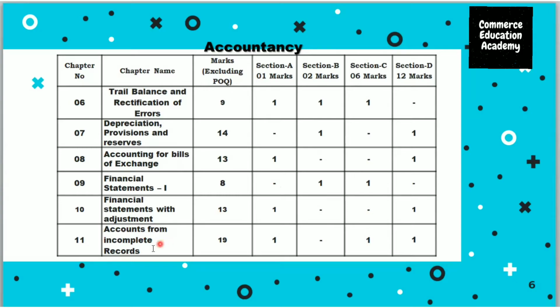Accounts from incomplete records. This is your third chapter, and this chapter carries 19 marks. So here, from Section A, 1 question, no question from Section B, 1 question from Section C, and 1 question from Section D. So if I'm clear till here, next one.